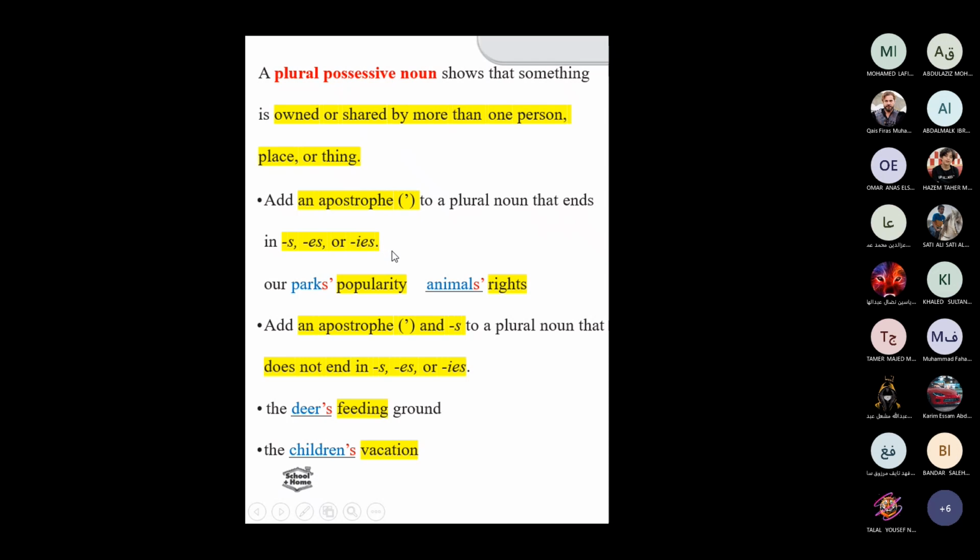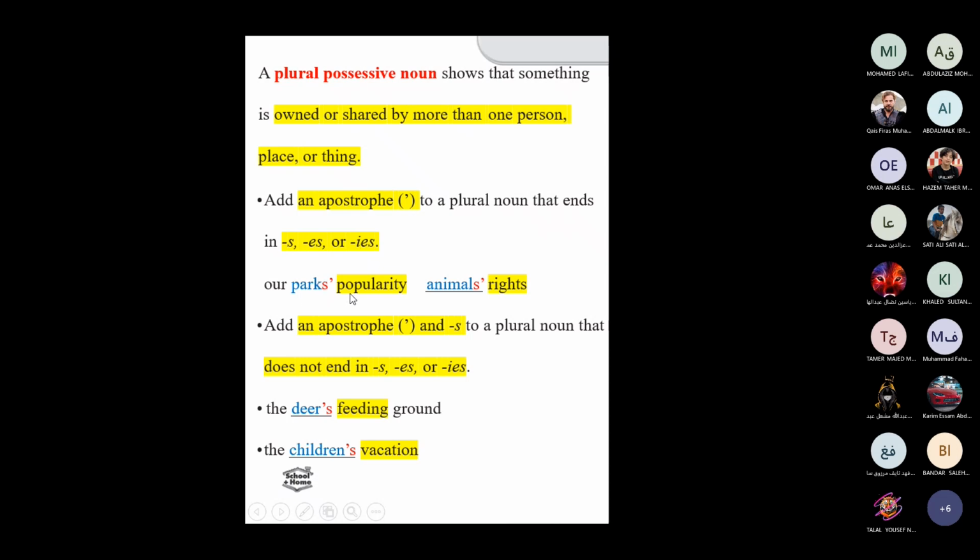Add an apostrophe to a plural noun that ends in s, es, or ies. If the noun is a regular plural, pay attention to that, guys, a regular plural which ends in s, I have to get s at the end. Then all you have to do is bring the apostrophe and add it after the s to make the possessivity. So simple.